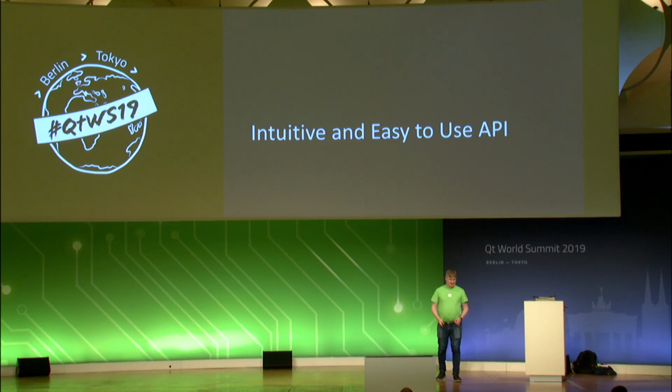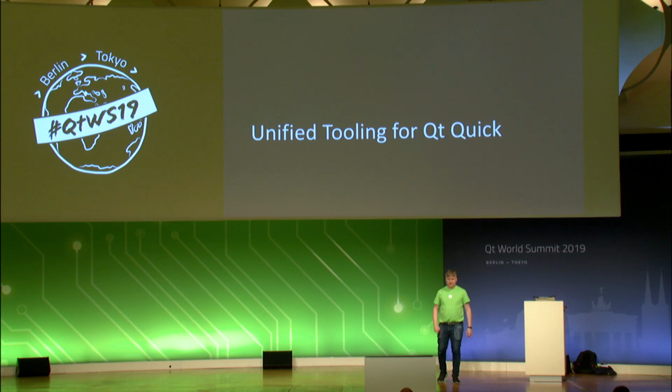Second is that, as a guiding principle, the Qt APIs are supposed to be intuitive and easy to use. And I would say that both Qt 3D and Qt 3D Studio suffer from not being as intuitive or easy to use as we would like, and not in the same way that, say, QtQuick and QML is today. So that's another thing.